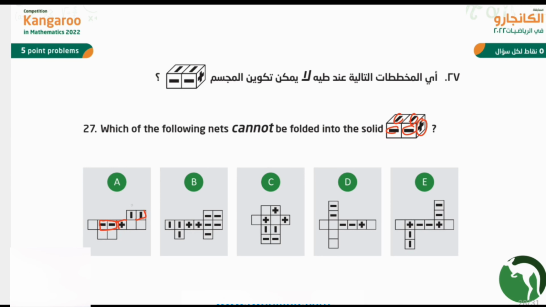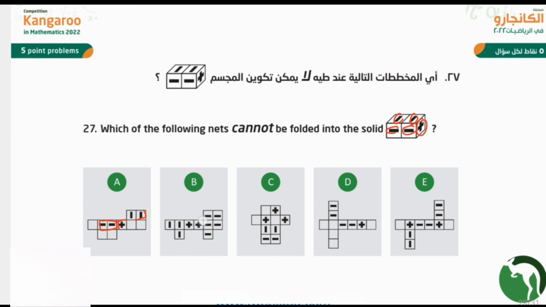So this one can be the answer, can be correct. So we will not select A. Now let's look at B. If we consider this one as the side face, so we will have these two, but these two are vertical, not horizontal, so this one cannot be.